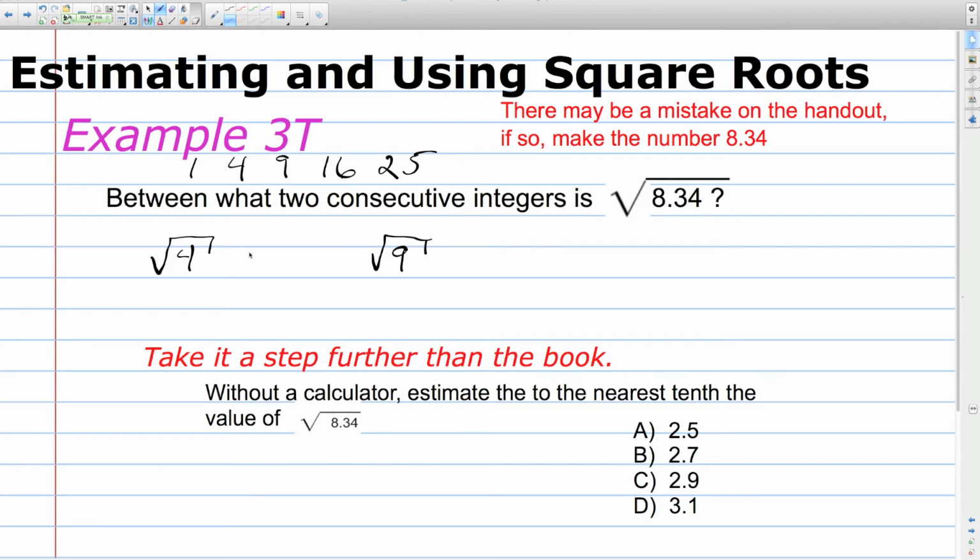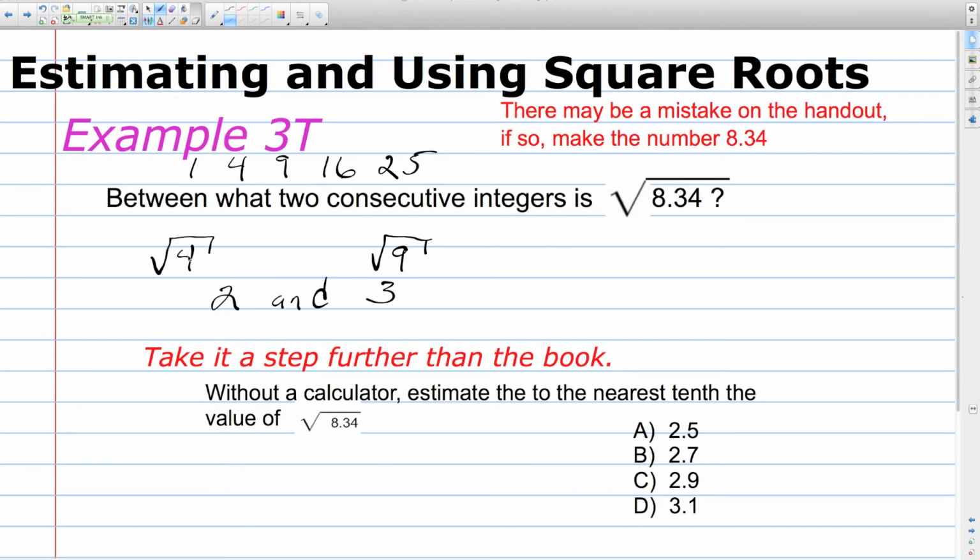When we take the square root of those numbers, that gives us 2 and 3. So we know now that the square root of 8.34 is going to be somewhere between 2 and 3. Now that's kind of how our textbook, Pearson Algebra 1, copyright 2009, shows this example. I like to take it a little step further here. Without a calculator, estimate to the nearest tenth the value of the square root of 8.34.